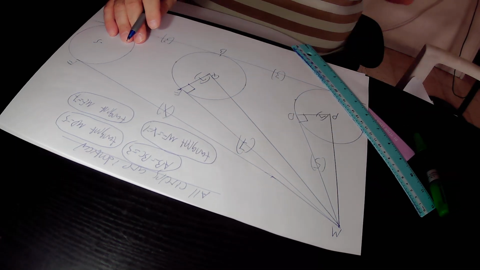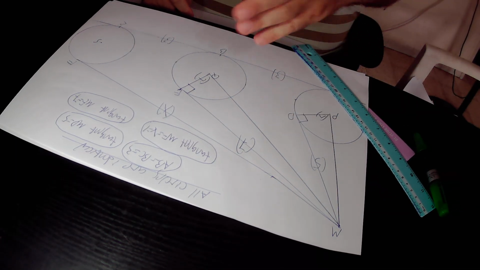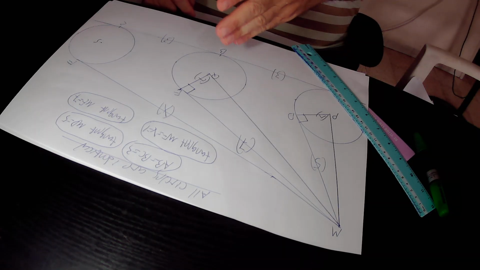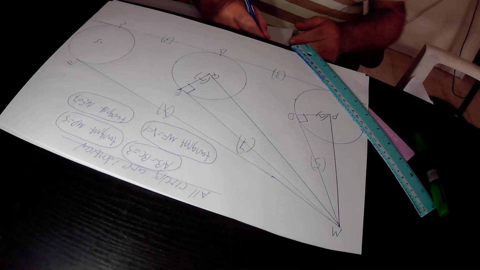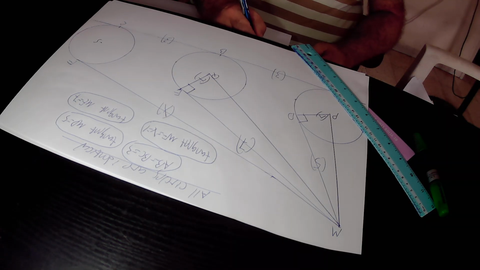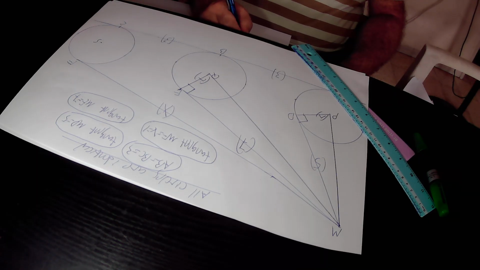By joining points M and Q, we can make the right triangle, triangle MQE. So we implement the Pythagoras theorem on this right triangle, triangle MQE. According to the Pythagoras theorem, MQ squared, that is the square of the hypotenuse, is equal to QE squared plus ME squared.